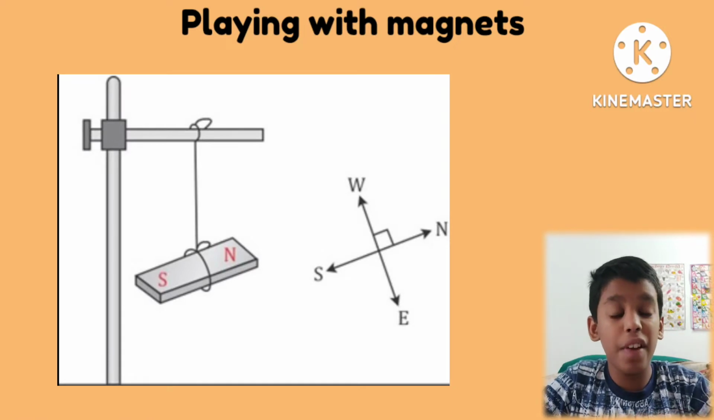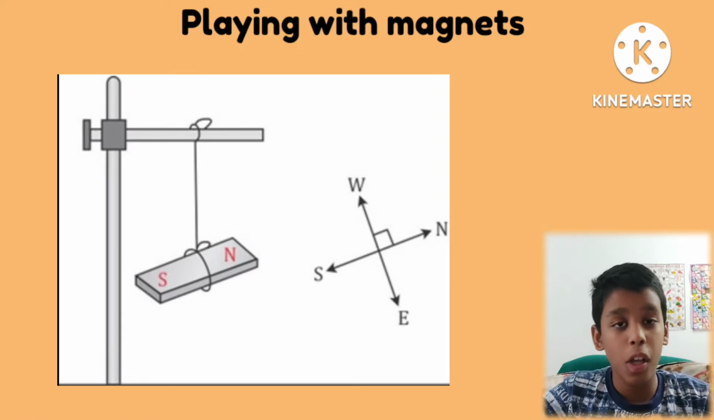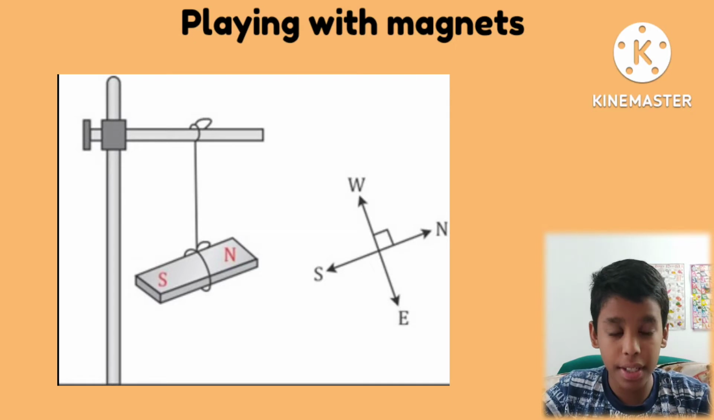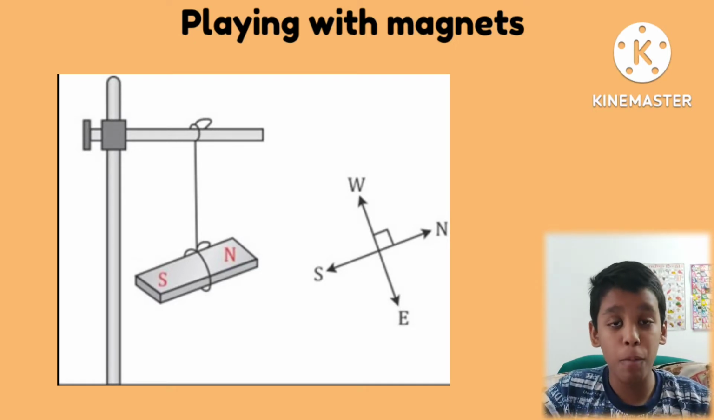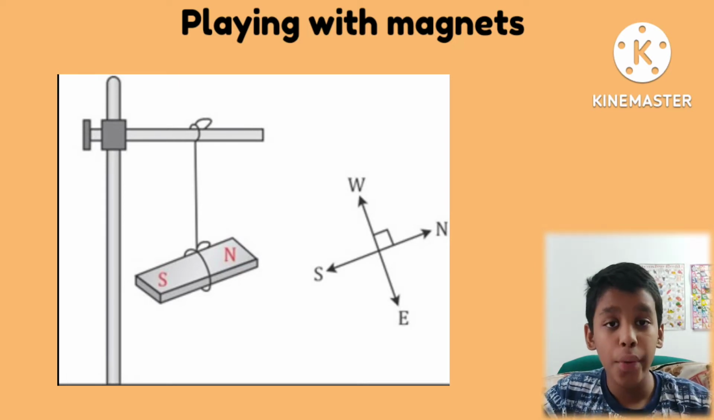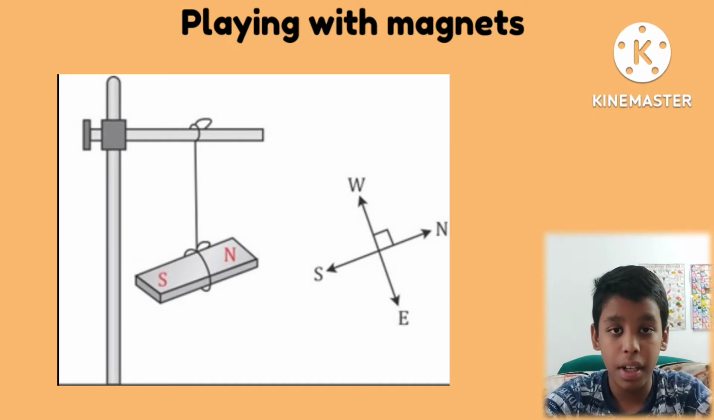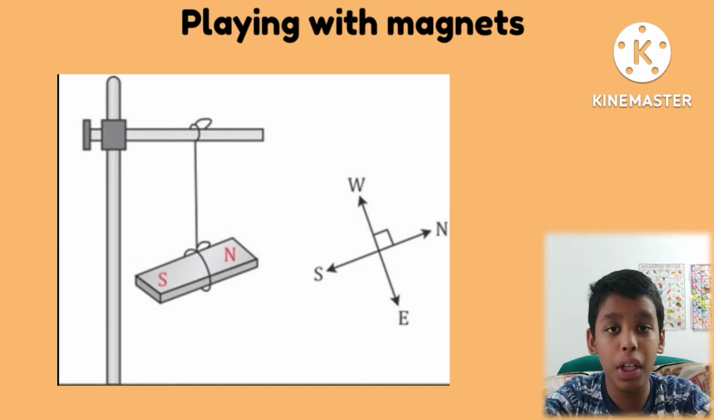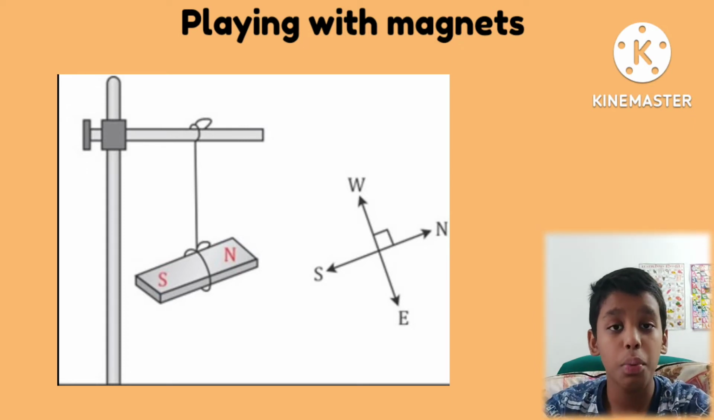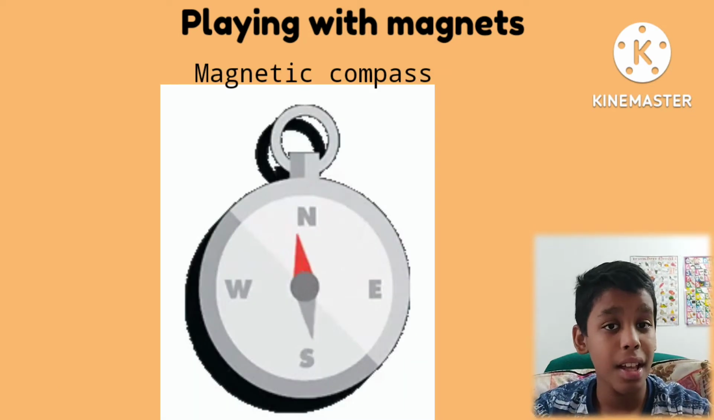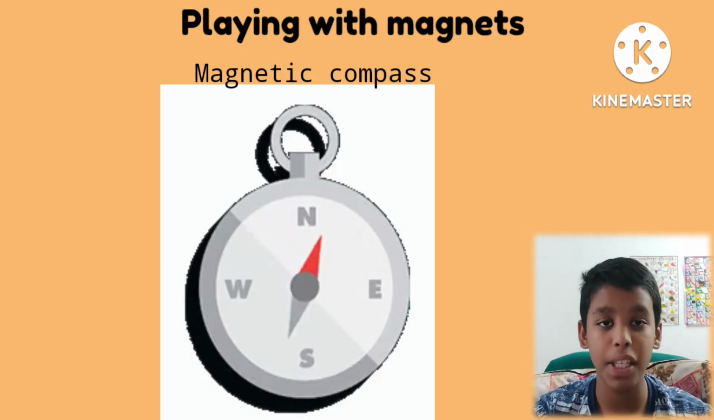Did you know that you can find the directions with a magnet? To find the directions, take a bar magnet and hang it somewhere. Then that bar magnet will automatically turn, with its north side toward the north. This is because the geographic north pole is on the north side, so the bar magnet will show the north automatically. This is exactly how a real compass works.